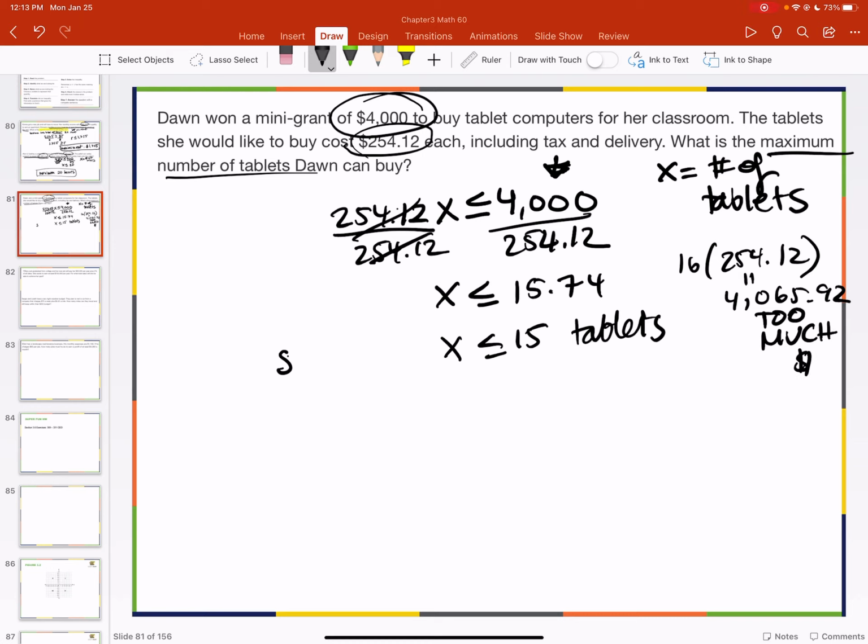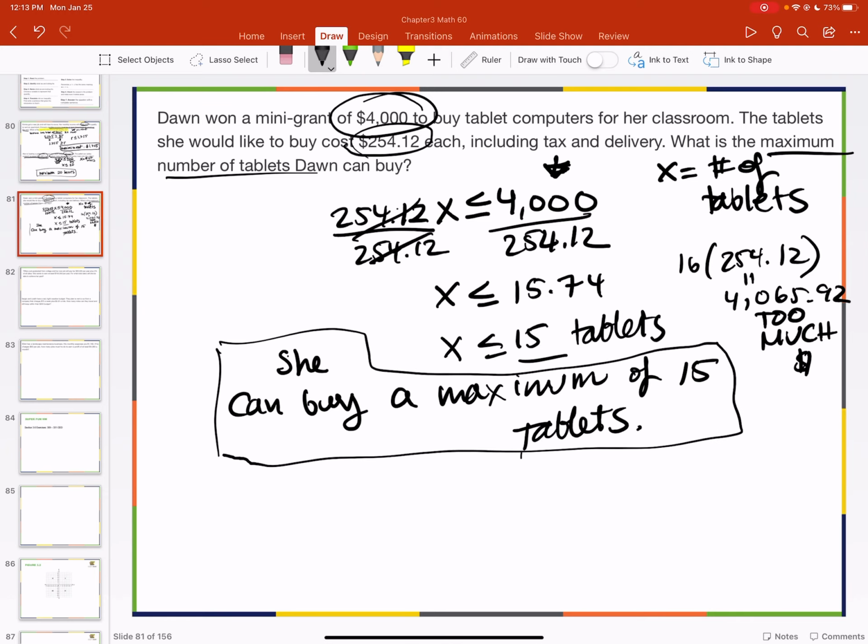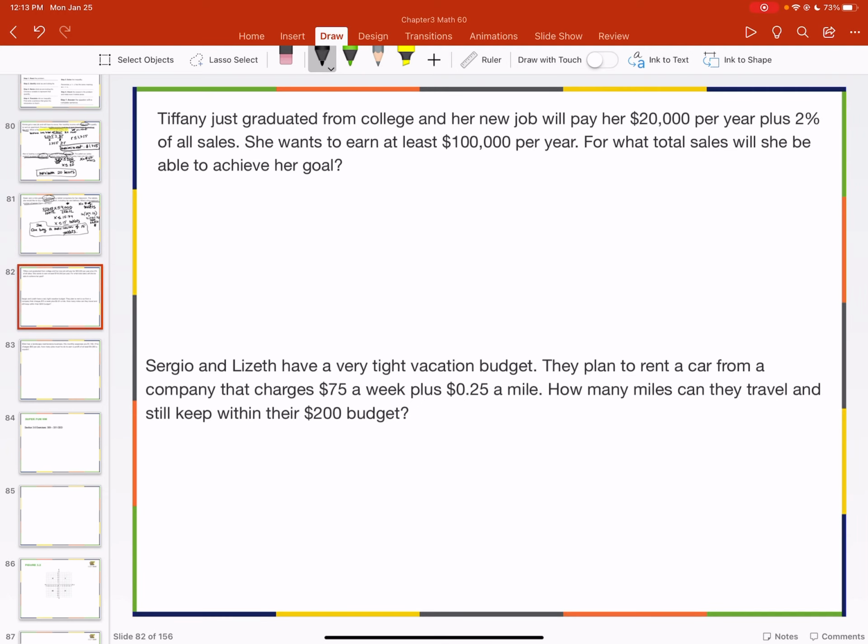Okay, so the max that she can get is 15. She can buy a maximum of 15 tablets. So sorry, I forgot to box my answer. Oh my goodness. Okay, let's see here.